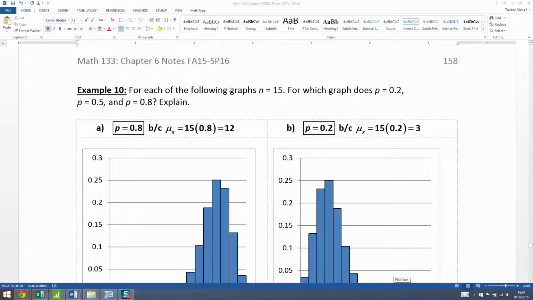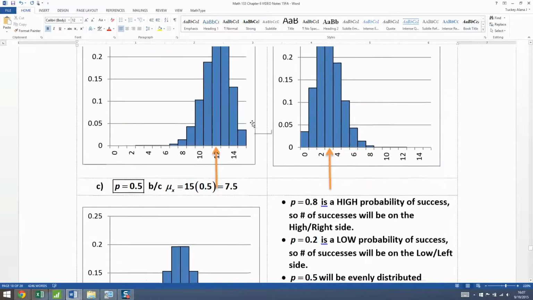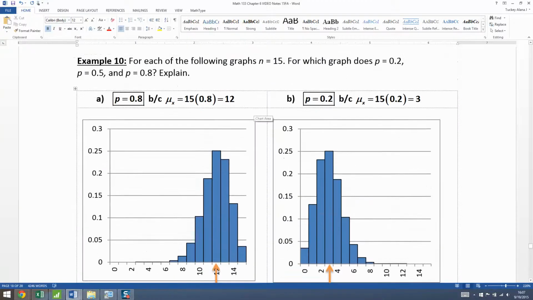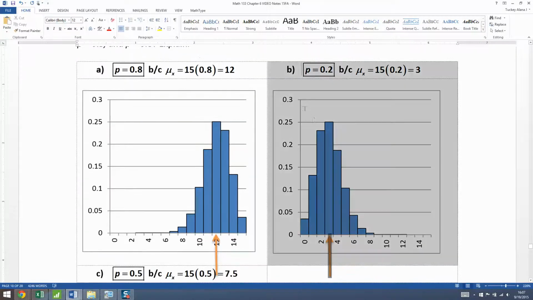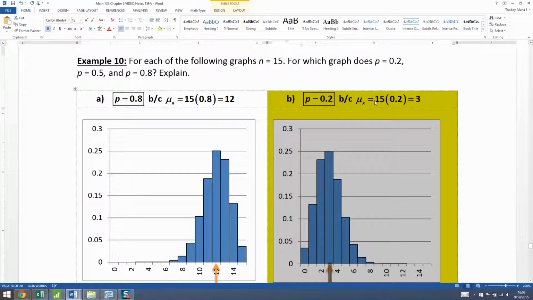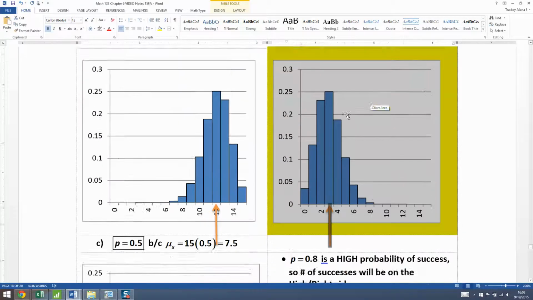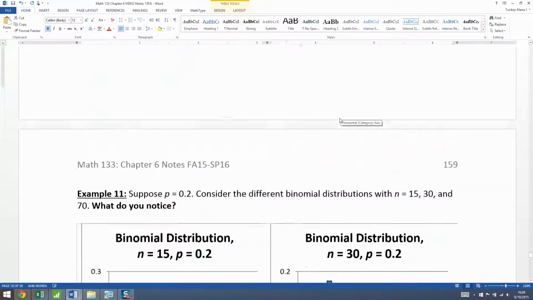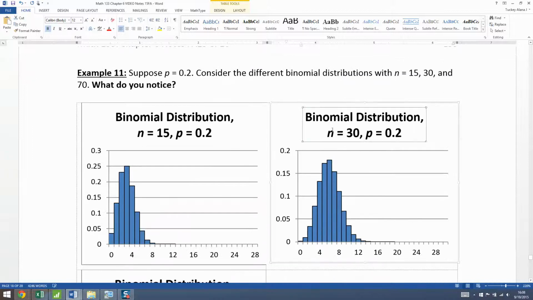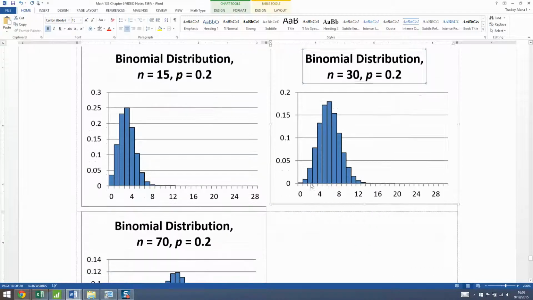So we learned how to look at three different histograms for binomial distributions and determine which one had a p-value of 0.2, 0.5, and 0.8 respectively. I want us to take a look at this graph a little bit more, where p is equal to 0.2, because I'm going to use that graph, but I'm going to modify n. I'm going to leave n as 15, then change n to 30, doubling it, and then I'm going to do 70. And I want us to see what happens to these graphs when I do this.